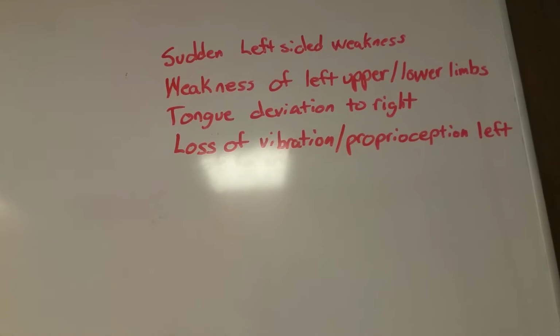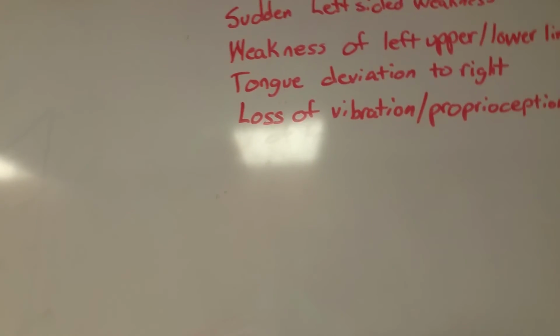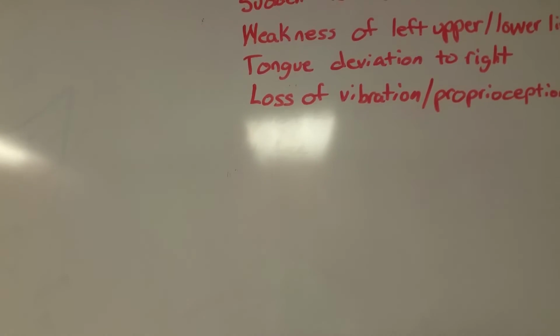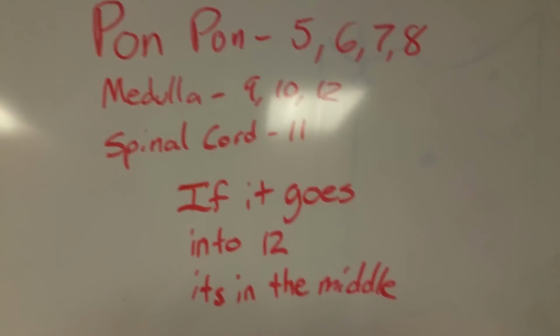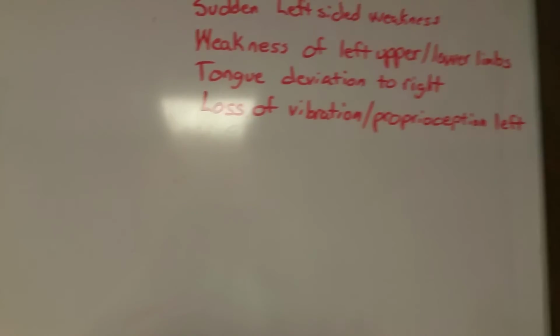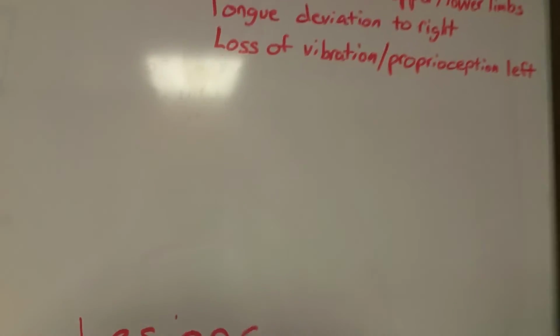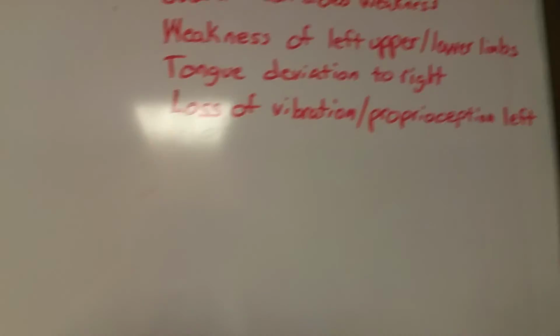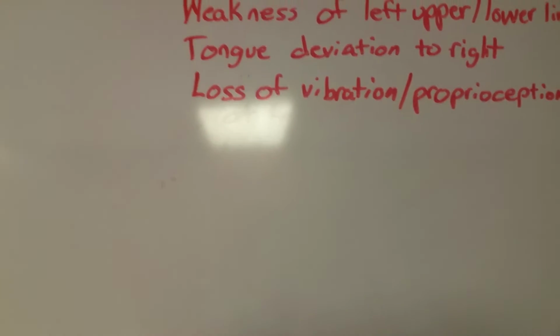5, 6, 7, 8 is pons. Okay, we know tongue is 12. Where's 12? It's below the pons, so it's in the medulla. Alright, so we've got that. It's in the medulla. What cranial nerve is the tongue? The tongue is 12. Can 12 divide into 12? Absolutely. So 12 is medial. So we know it's the medial medulla.